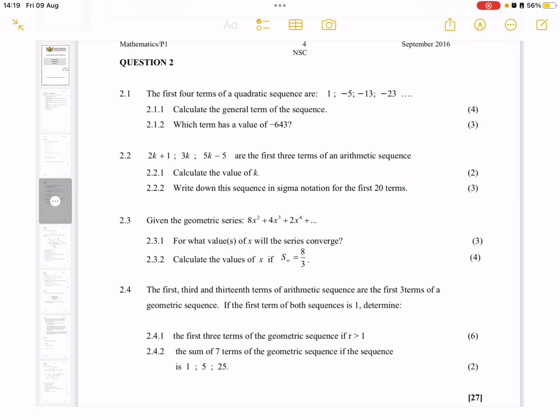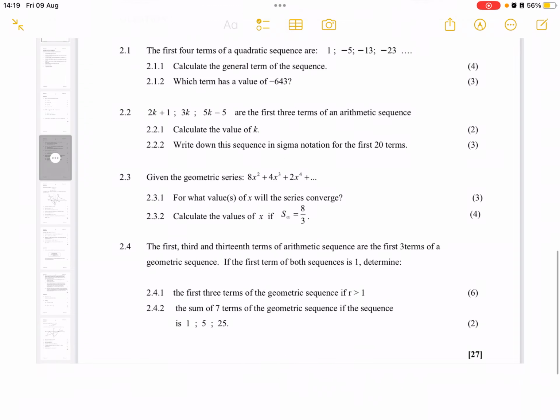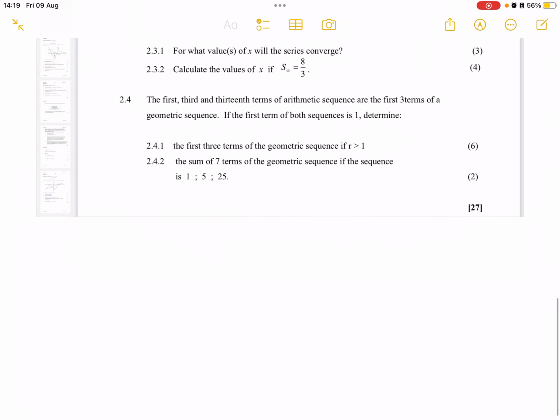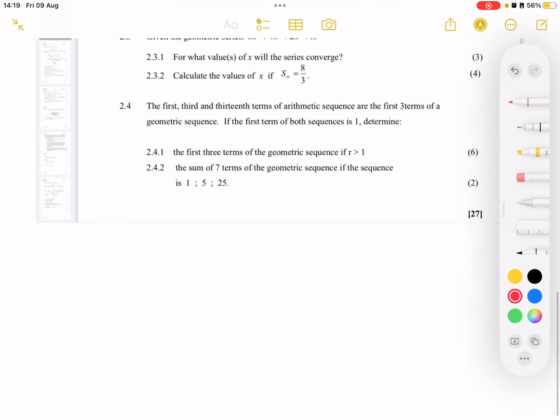Looking first at question 2.1, the first 4 terms of a quadratic sequence are 1, -5, -13, -23. They say calculate the general term of the sequence in 2.1.1, and then which term has the value of -643. We are going to start off by 2.1.